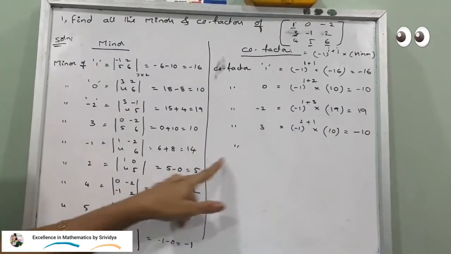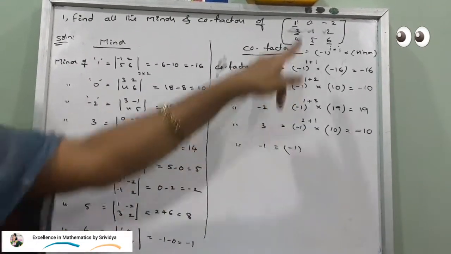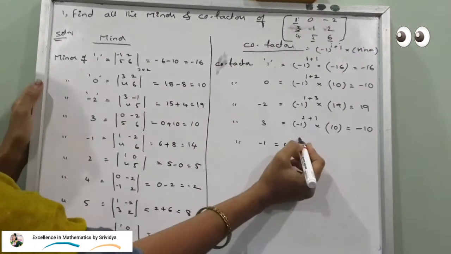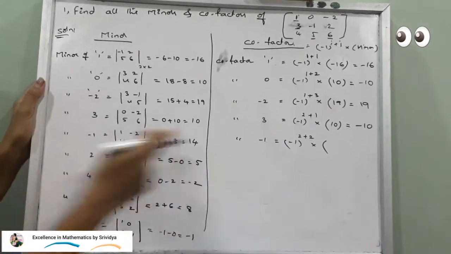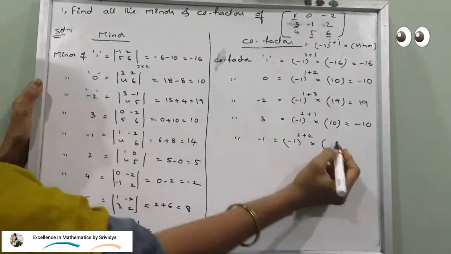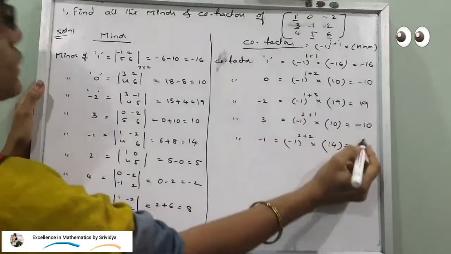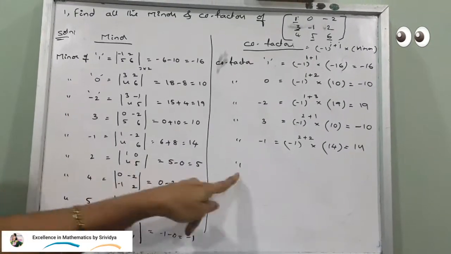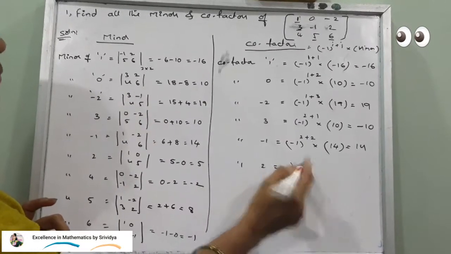Now the cofactor of minus 1, which is equal to minus 1 whole power. Here minus 1 is in the second row, second column. That means i is equal to 2 and j is equal to 2, times the minor of minus 1, which is 14. That is equal to minus 1 whole power 4, which is 1, into 14, so 14. Next, the cofactor of 2. Minus 1 whole power.